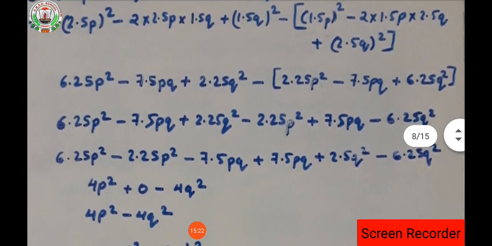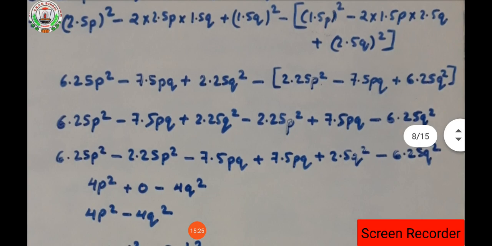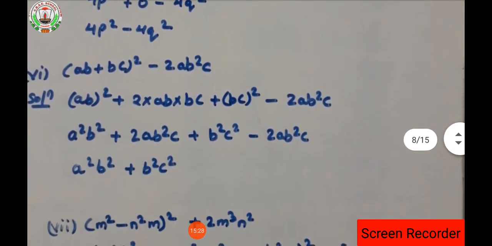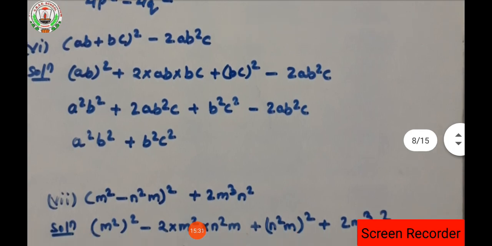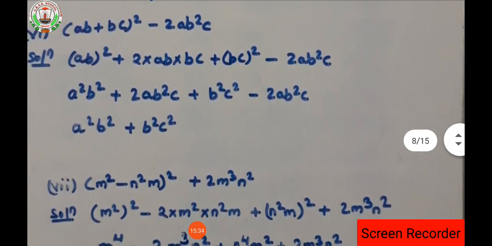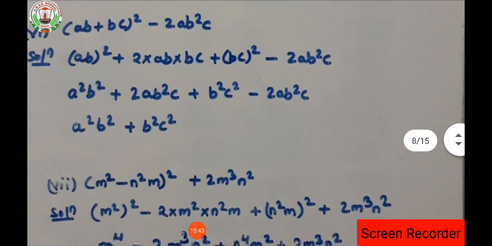Clear everyone? So hope you people have understood the questions. Okay, then the sixth part and the seventh part is a very simple one, just go through it. The seventh part is ab plus bc the whole square minus 2ab square c. So here a simple one identity you have to use, that is a plus b the whole square, where a value is ab and b value is bc. So splitting it you will get the required answer as a square b square plus 2ab square c plus b square c square minus the last one is a term which comes from the question itself, that is 2ab square c, isn't it?